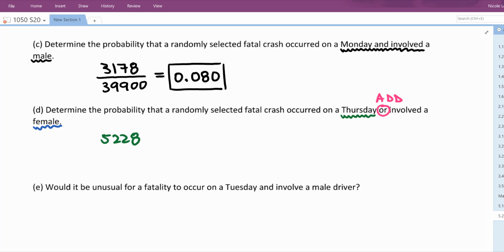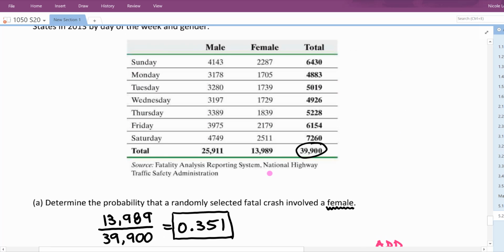Okay, or it tells us to add. And then now I want to add to it the total number of crashes that involved a female driver. So the total number of crashes that involved a female driver, that's going to be right here, the 13,989.